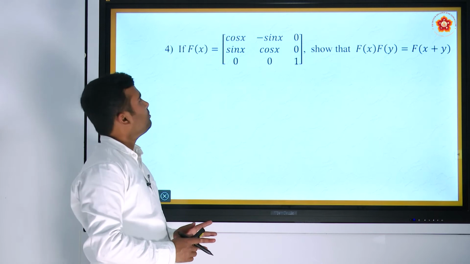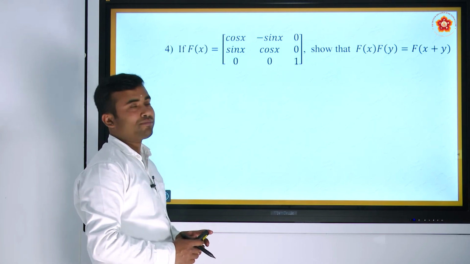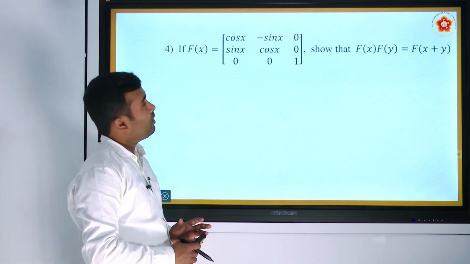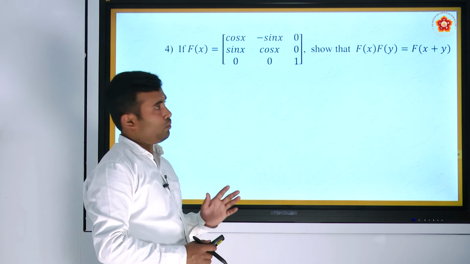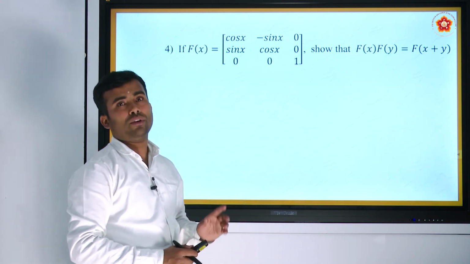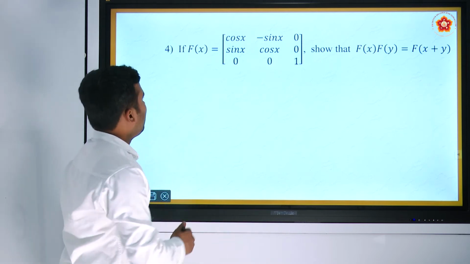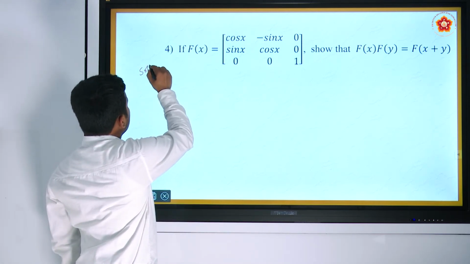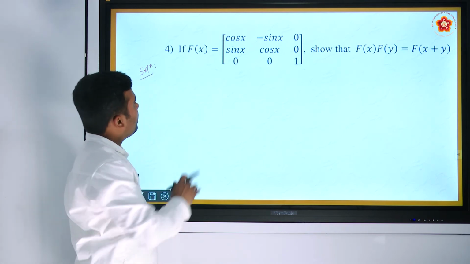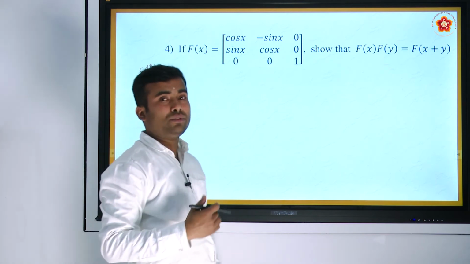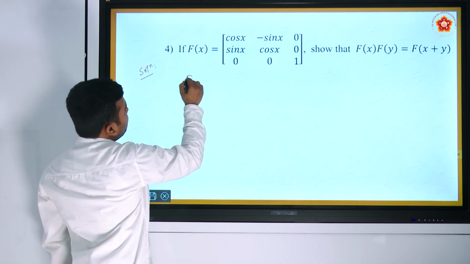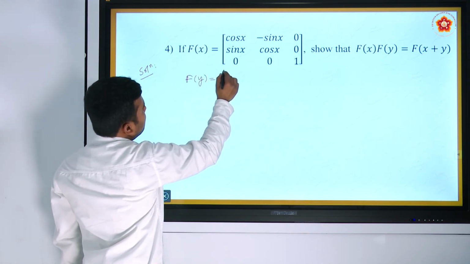Another example here, f of x is equal to cos x, minus sin x, 0, sin x, cos x, 0, 0, 0, 1. Show that f of x into f of y is equal to f of x plus y. And here, let us prove that. Here we know f of x and we should write f of y. What is f of y?